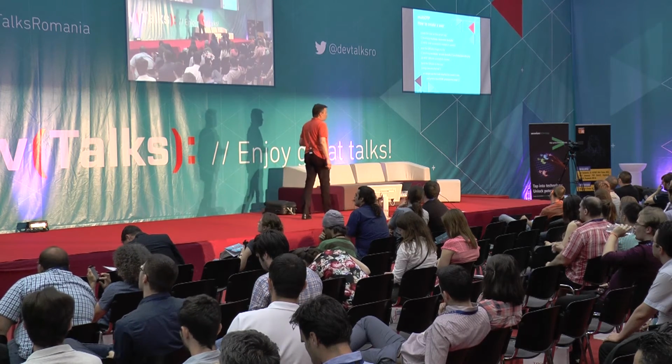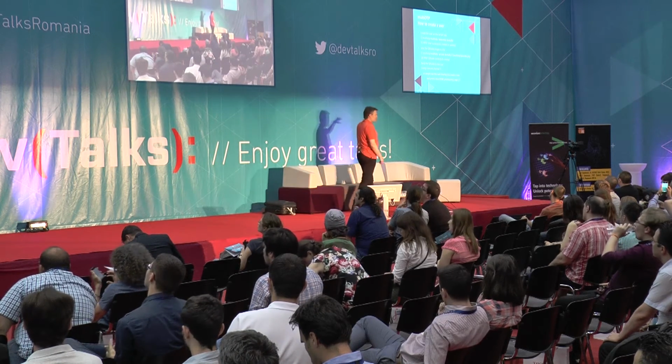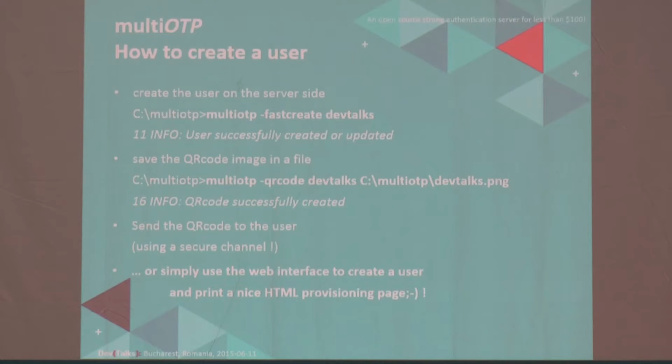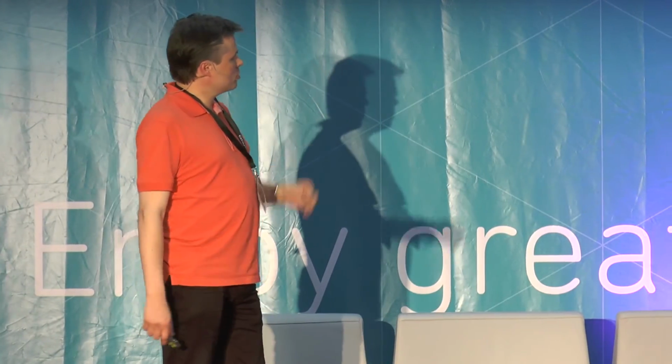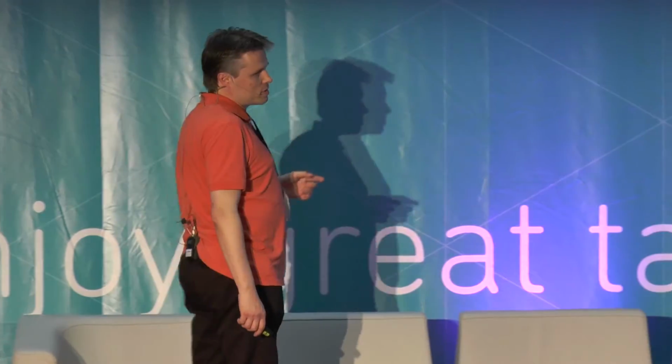How to create a user? This is the old method, and after the new method. So the old method, if you want to do that by hand, or you want to do some scripts, you just call multiotp, you say fast create, and you put the name of your user. Fast create will automatically create a TOTP with 30 seconds, so it's a standard, like Google does the TOTP. And you receive an information, okay, the user is created. After, you can save the QR code to send to the guy, multiotp -qrcode, blah, blah, blah. And you receive the information, QR code successfully created, and you send the QR code to the user using a secure channel. This is the old method, because the new method is much simpler.